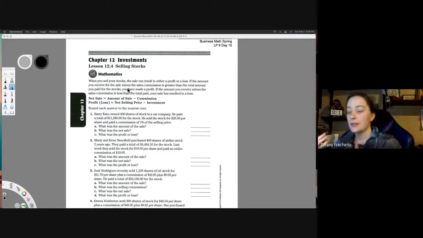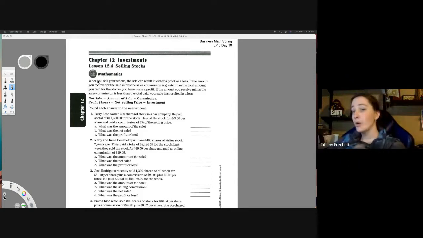And actually, one of the last ones on the page here, number 4, is going to have you recalculate buying stocks and then calculate the selling stocks. So if you need to go back over how to calculate buying stocks, go back to section 12.3 for that video. Watch that video real quick. It'll give you a refresher on how to do that. It's very similar to the selling stocks, honestly. You do the same thing. There's just one slight difference here.